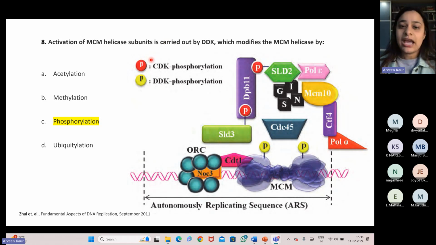And CDK, like we said, if it is ending with a K, it is a fair assumption that this is a kinase. If it is a kinase, again, it will phosphorylate. So CDK is also phosphorylating some particular subunits. These are SLD2 and SLD3 that are present in this DNA polymerase complex.